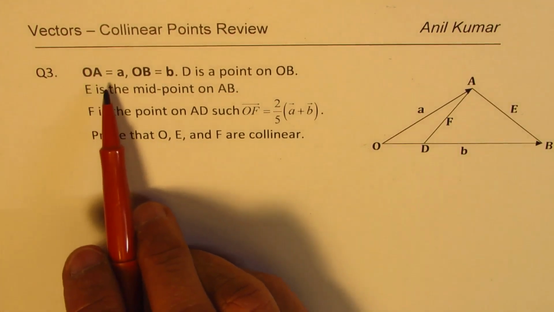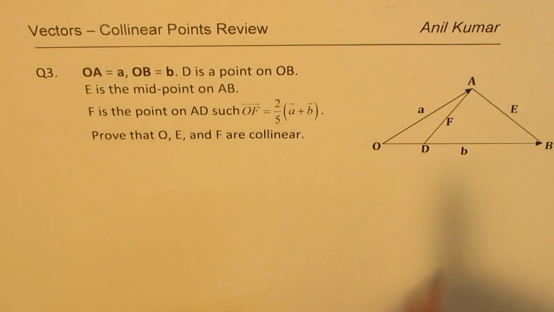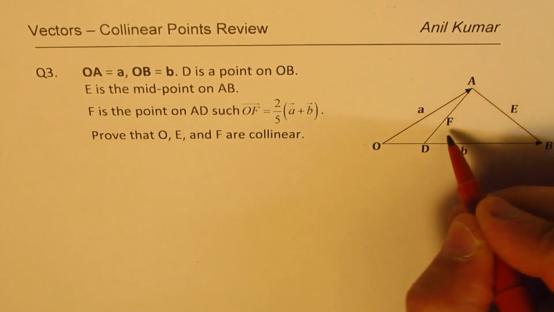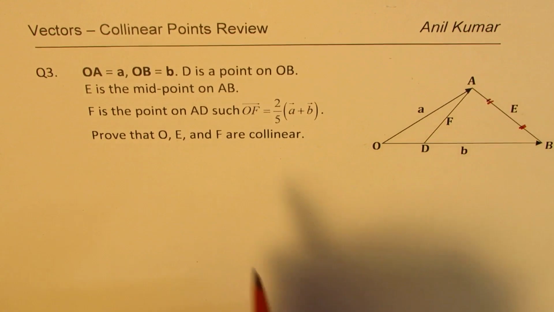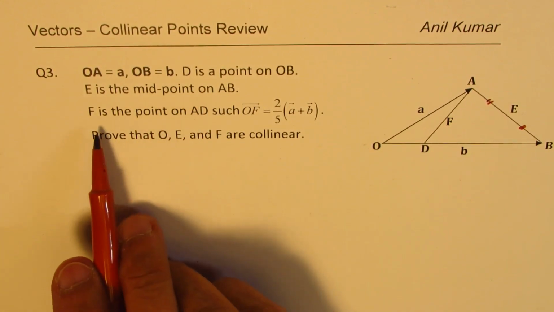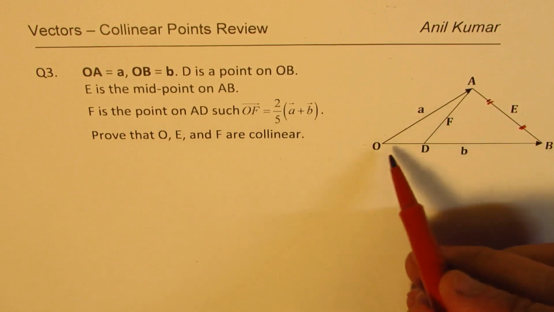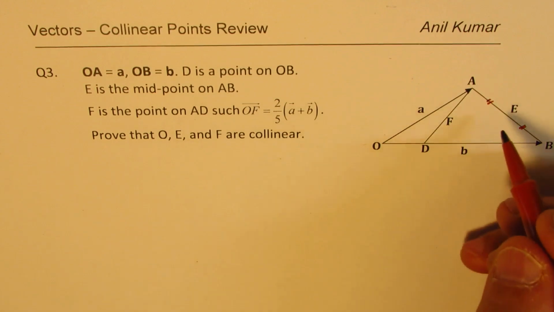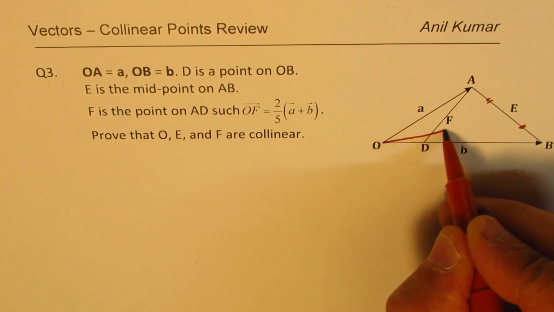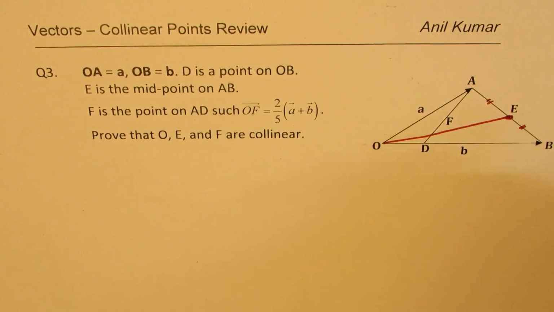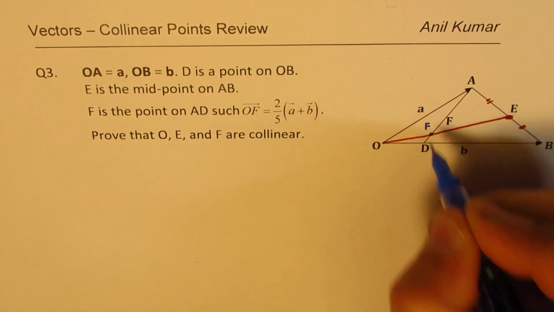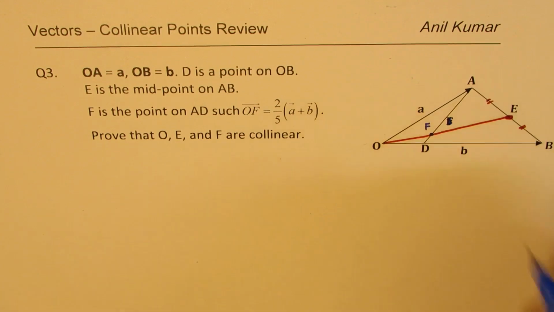Question number 3 is, OA is the vector A, OB is vector B, D is a point on OB, E is the midpoint, so that these 2 points are equal, right? So E is the midpoint of AB. F is a point on AD such that we are already given what OF is. Prove that O, E and F are collinear. So that is to say, if I join this point here with the midpoint, well, imagine that this point is F, okay?